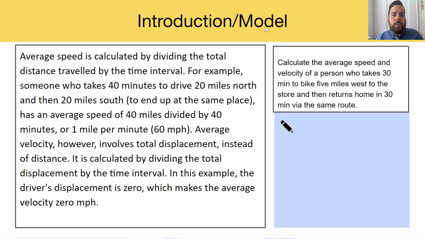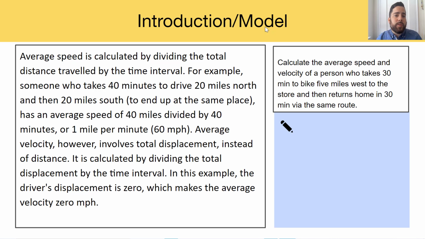So when we want to calculate our average speed, we simply take the average distance divided by the average time that it took to travel that distance. That will give you your speed. So for example, someone who takes 40 minutes to travel 20 miles north and then turns around and goes 20 miles south, ending up at the same place that they started, that person had an average speed of 40 miles divided by 40 minutes. So that's 1 mile per minute, also 60 miles per hour.